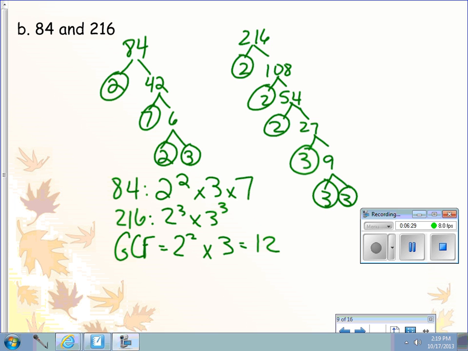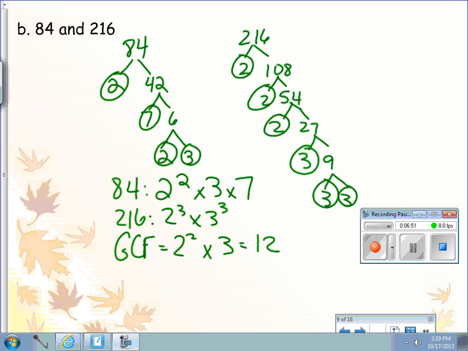I compared the factors of 2. They each have at least two 2's in them. They each have at least one 3 in them. 2 to the second is 4. 4 times 3 is 12. So 12 is the greatest common factor of 84 and 216.